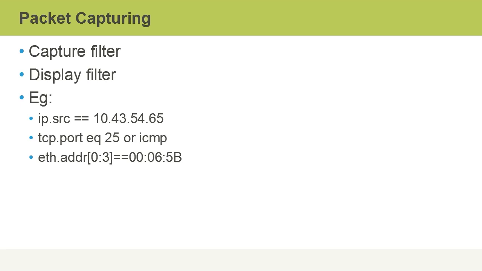In the third example, we are taking a look at the first three portions of a hardware MAC address to ensure they match what's been filtered for here. Now, these are filter statements that we might use in a tool such as Wireshark. In this video, we discussed packet capturing.